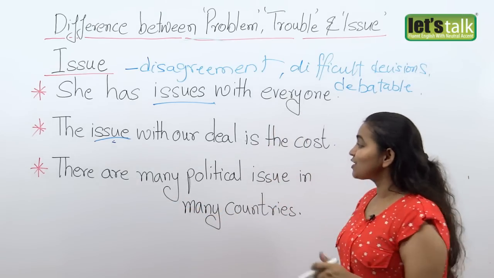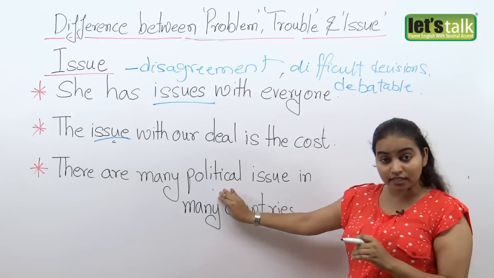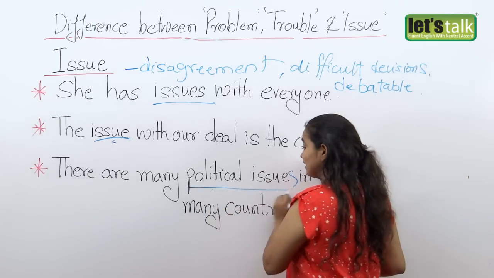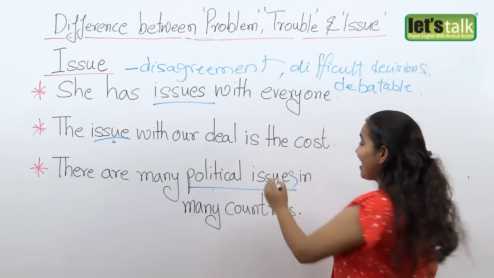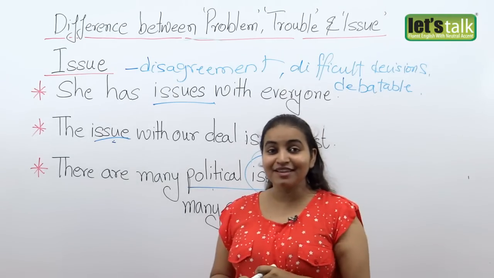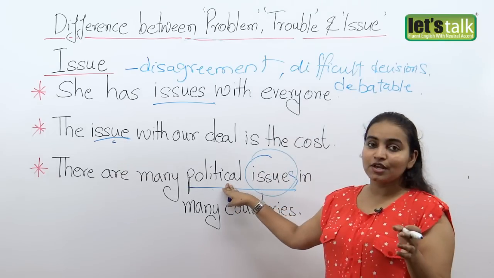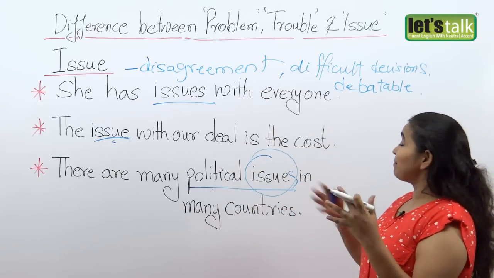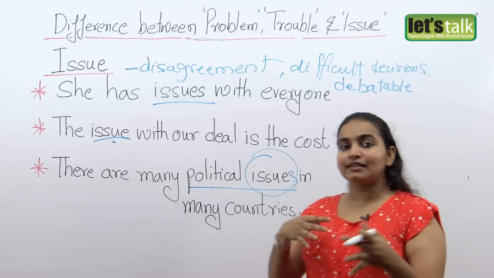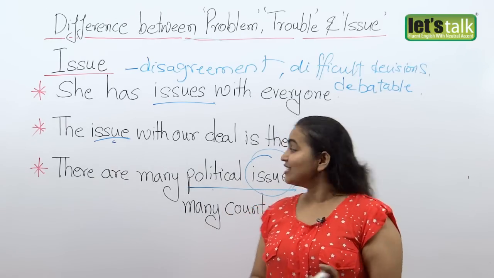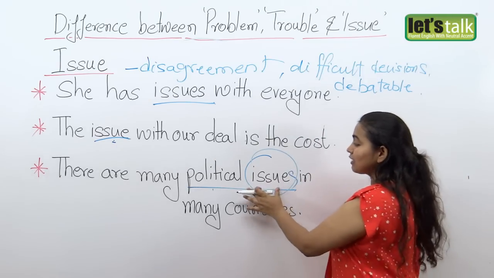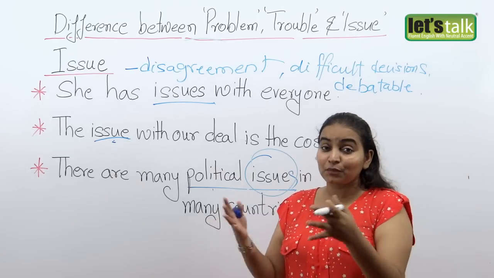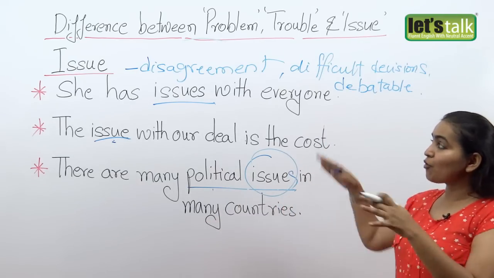And our next sentence says, there are many political issues in many countries. Now, political issues, I don't need to tell you what they are. You know them all already. So issues which are political obviously have a lot of disagreements. They're always debated upon. They are always things that need to be discussed over and over again. So that's when I will use the word political issues. I will not say political troubles or political problems, though that wouldn't be wrong, but issues would be more apt because of its definition.